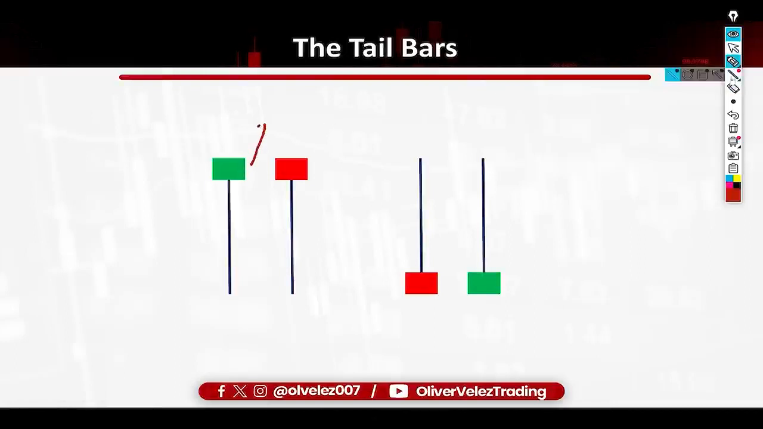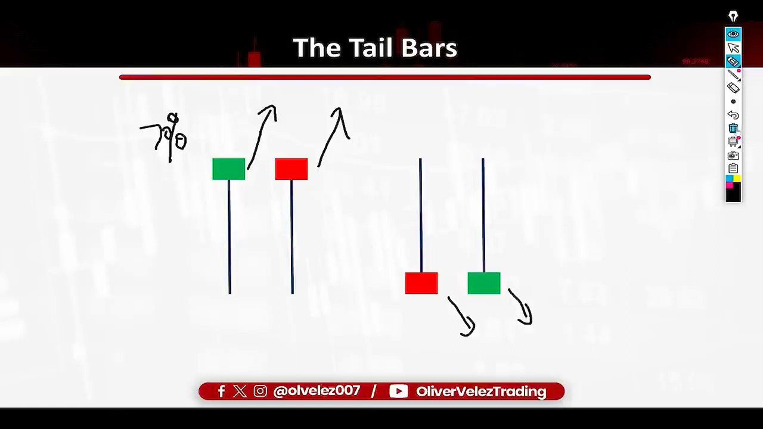Now, the tail bar has about the same. So the tail bar has about a 70% follow through rate. Both are similar in terms of their follow through rate. So your bottoming tail bar will have more upside seven times out of every 10. Your topping tail bars will have downside follow through 7 times out of every 10. But I'm going to share something very special with you.